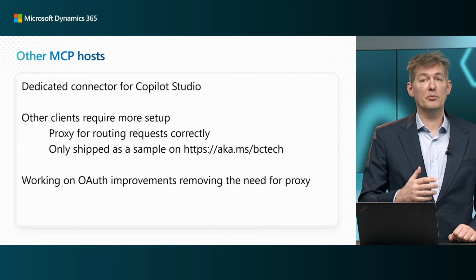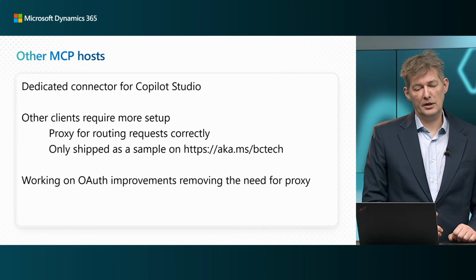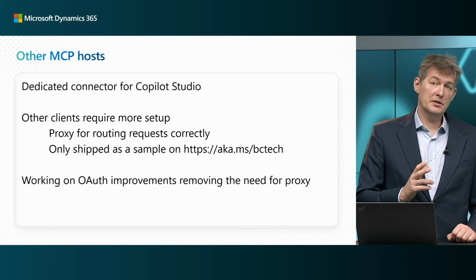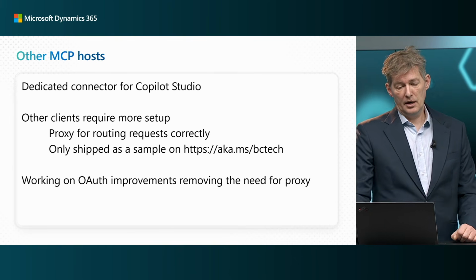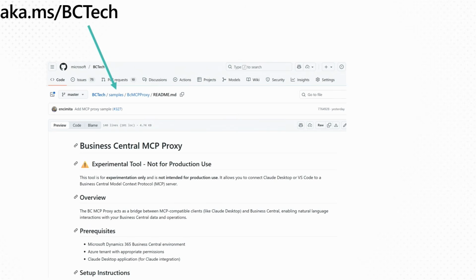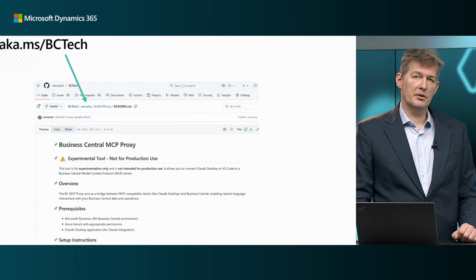Basically, you need to set up a proxy for the routing of requests and also for the authentication. And right now, this is shipped as a sample code on BC Tech. If you go to aka.ms/BC Tech, you go to the samples and then BC MCP proxy. This is the current sample code for that. And you need to set up that proxy if you want to experiment with other clients.